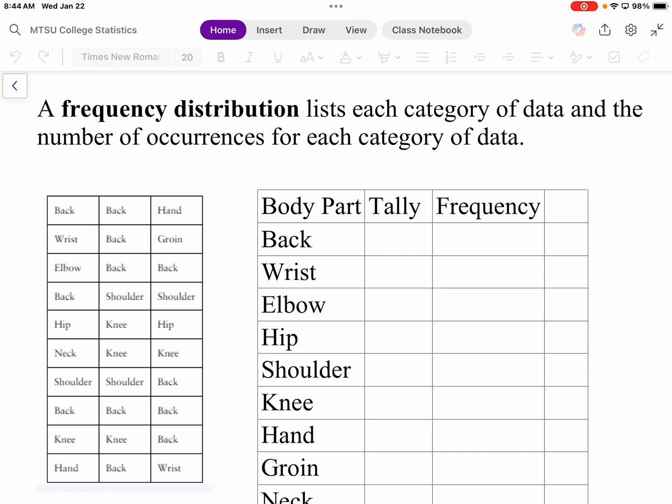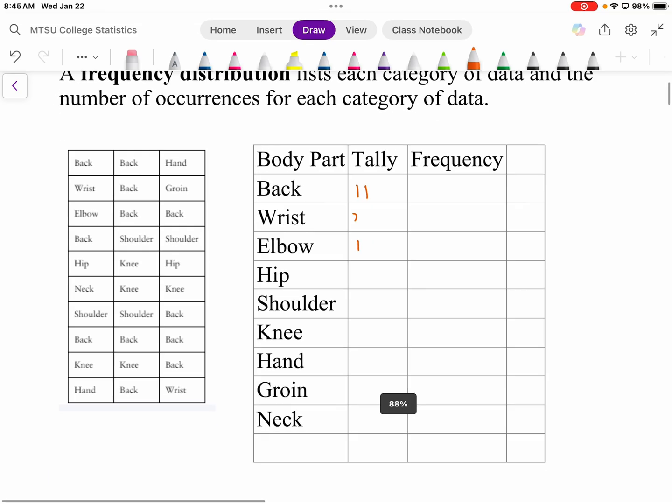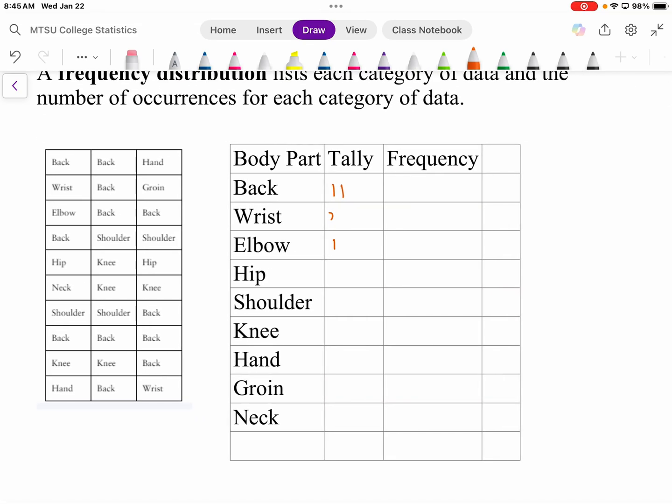Like I see back in there once, so I'm going to put a little slash on there. So back I see once. Oops, my pen's not working. And back is once. We see wrist once. We see elbow. We see back again. So as you go through, let you finish that out real quick and create that little frequency table.